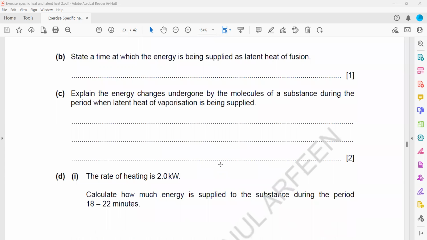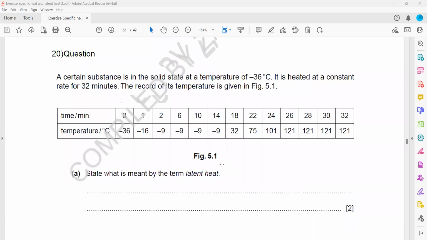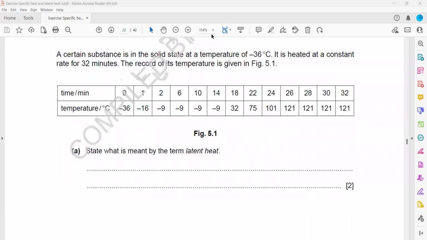State the time for which the energy is supplied as latent heat of fusion. Fusion means when a solid is turning into a liquid. So what time interval? For what time interval is the solid turning into a liquid? For how much time? It is starting at 2 and ending at 14. So how many minutes? It will be 12 minutes, because for 12 minutes the solid was turning into a liquid.